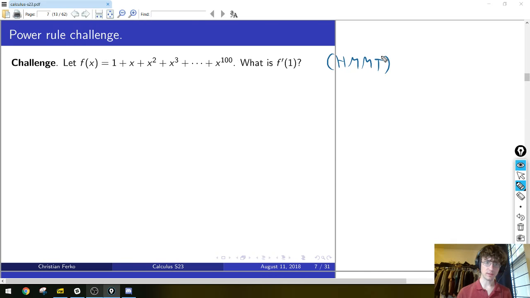So I will ask you to walk me through your thinking. We're handed a function f of x, which is a sum of monomials. It's a polynomial, 1 plus x squared plus x cubed plus dot dot dot, all of these powers, up to x to the power 100. And we're asked, what is the derivative of this function at 1? What's the slope of the tangent line to this graph at 1? So what do you think the first thing we should do to tackle this is?